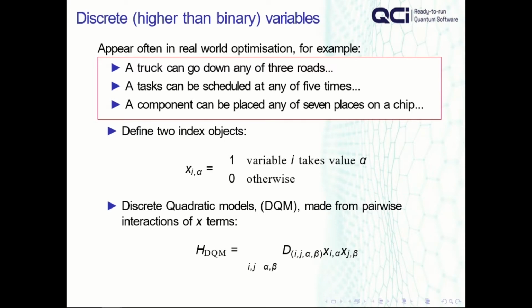Sorry, I believe some of the summation symbols that were supposed to be there may have disappeared, but that should be a sum over those indices. The way we define this is a discrete quadratic model, which means we think of these terms that can take multiple values and they're multiplied together pairwise. And this can define a lot of problems, anything where two things can interfere. And we'll think of different ways to encode this.